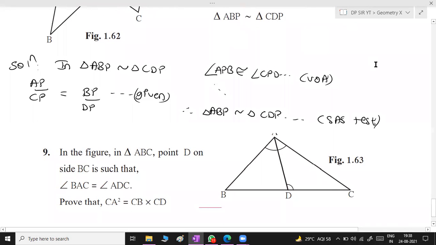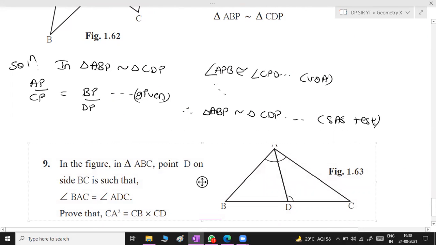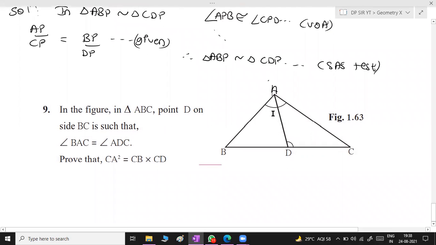9th question is the simplest question amongst each and every question that we have studied till now. Let this be question number 9 and this is A. Okay. So in triangle ABC, point D is on side BC such that angle BAC is equal to angle ADC. Prove that CA square is equal to CB into CD. I'll just give you a hint कि CA square को हम लोग ऐसे भी लिख सकते हैं, ठीक है? CA into CA is equal to CB into CD. ये हम लोग ऐसे ही लिख सकते थे. So now is it similar to your question number 7? Yes. So let us prove this and we are done for the day.